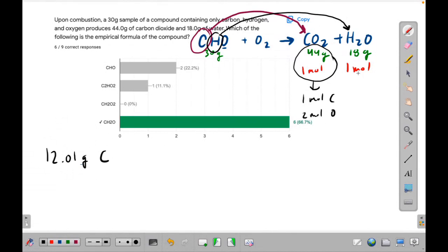Now let me look at the H2O. I have 1 mole of H2O, which means that I have 2 moles of hydrogen and 1 mole of oxygen. So what's the mass of 2 moles of hydrogen?